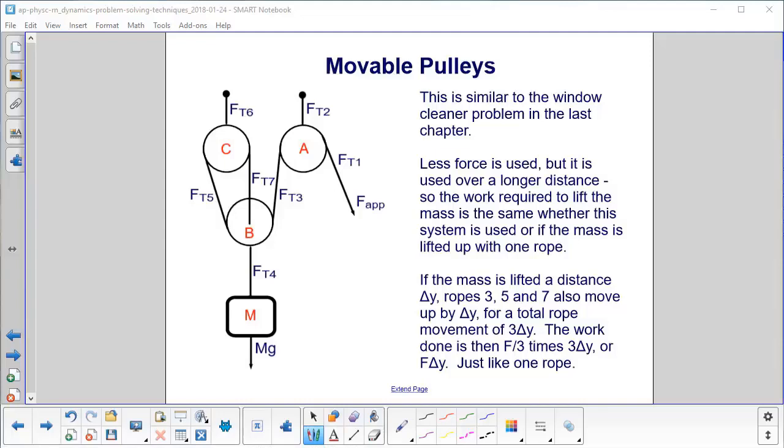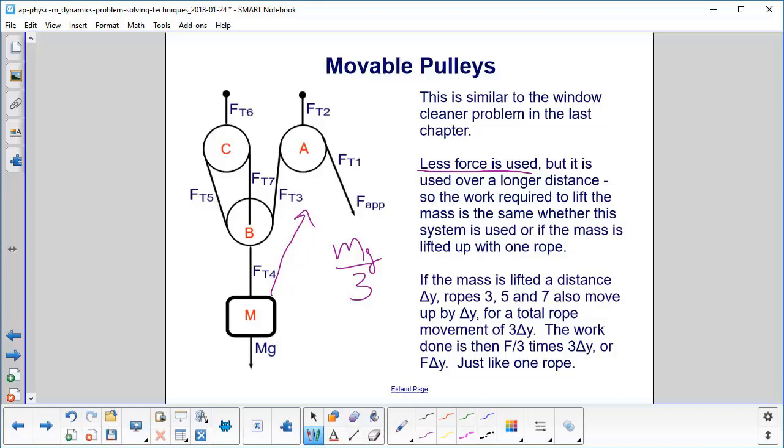This is similar to the window cleaner problem in the last chapter. Less force is used, right? F_ap is just mg over 3 to lift that mass, but it is used over a longer distance. So the work required to lift the mass is the same, whether this system is used or if the mass is just lifted up with one rope like that.